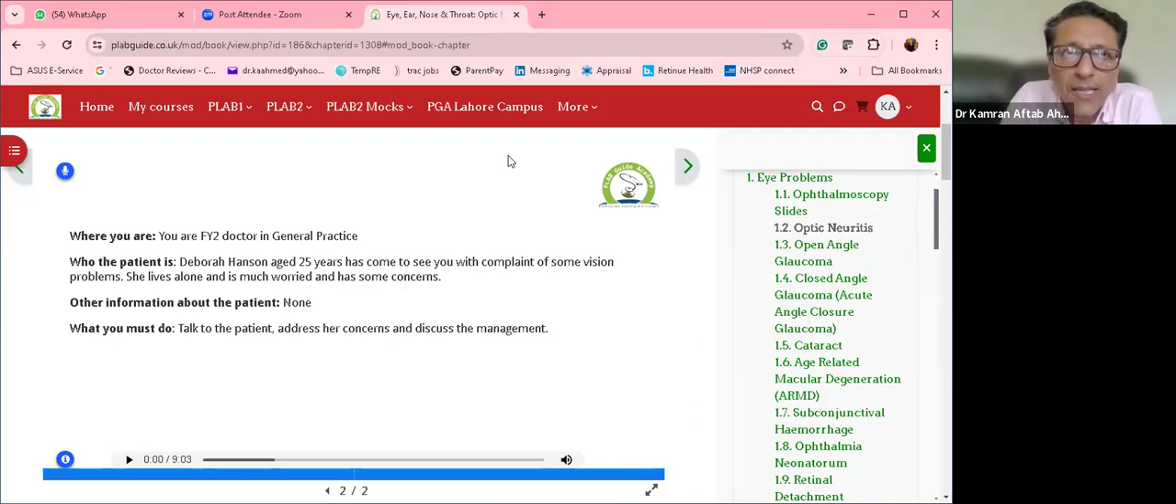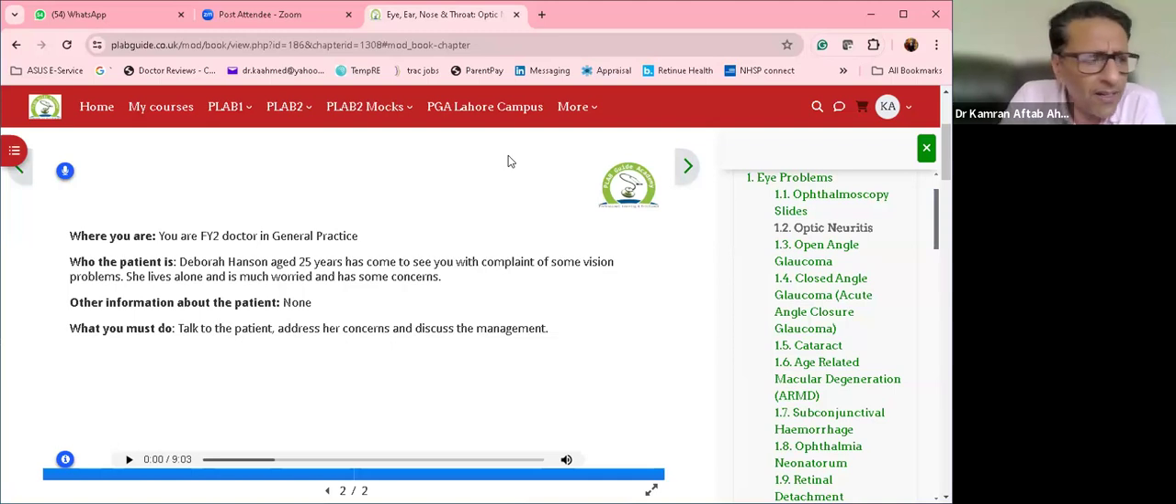Why do we have to declare that for glaucoma and not optic neuritis? Because optic neuritis affects one eye only in most cases, and glaucoma will affect both eyes in most cases. And as I said, for driving, legally you are okay to drive if you have got only one eye. Okay.